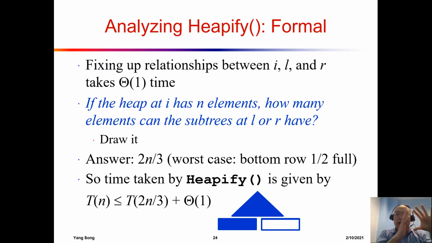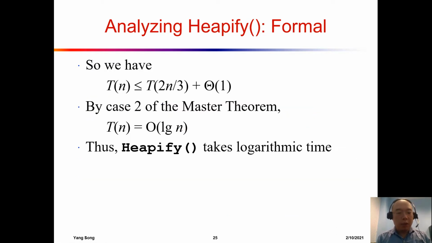And then on the left side of the subtree or the subheap, we have roughly 2/3 of the data there. So that's why we are saying T(n) is smaller or equal to T(2n/3), plus the constant time of doing this part to fix the relation of i, l, and r correctly. Okay, so if we start from this recursive definition of T(n), you will be able to prove that it is case 2. And using case 2 of the master theorem, you will see the cost of the Heapify, even in the worst case, is a log n algorithm.